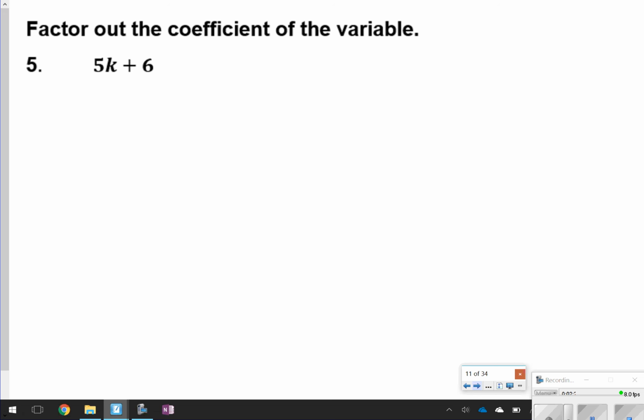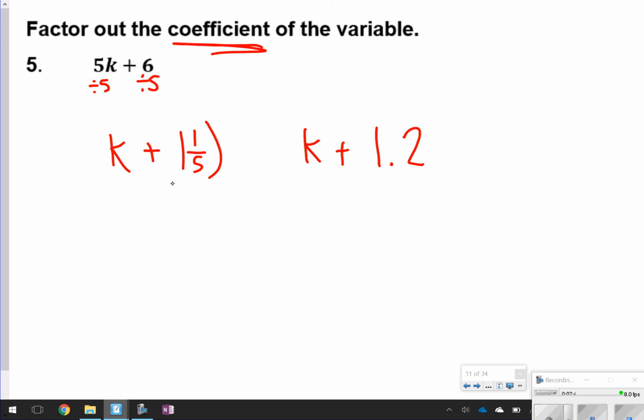For number 5, it says to factor out the coefficient of the variable. Remember, the coefficient is the number with the variable, so we're going to be factoring out the number 5. So that just means I'm going to divide both of these numbers by 5. 5k divided by 5 is just 1k, and 6 divided by 5, you can say it's 1 1/5, or you could say it's 1.2. Either one would work, so your final answer would need to look like this.